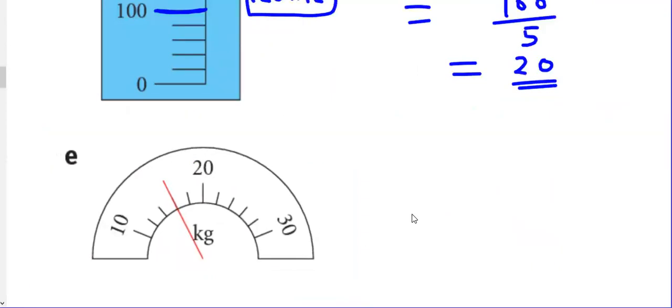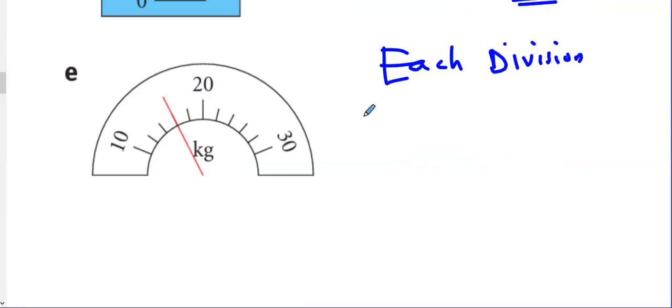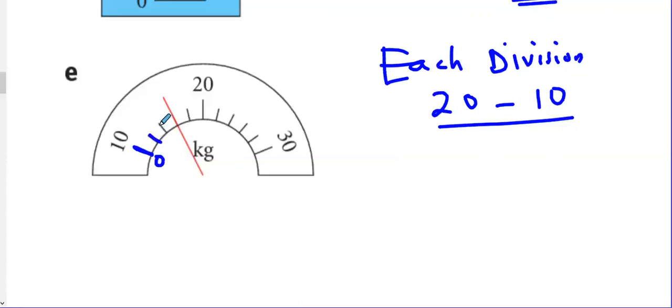Okay, part E is we have to read this red arrow, this one here. We have to take the reading of this red arrow. So how much is it representing? This arrow here is between 10 and 20. So each division here will be equal to, because this line is between 20 and 10, subtract 20 minus 10. From here, count how many lines there are. Starting from 10, count 0, 1, 2, 3, 4, 5. So there are 5 lines.